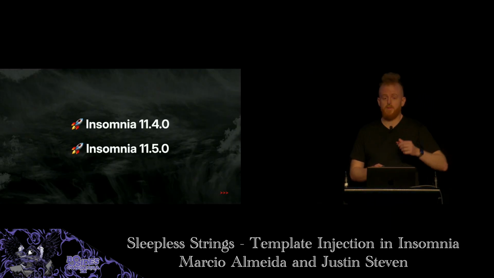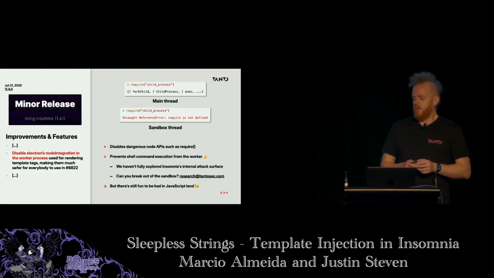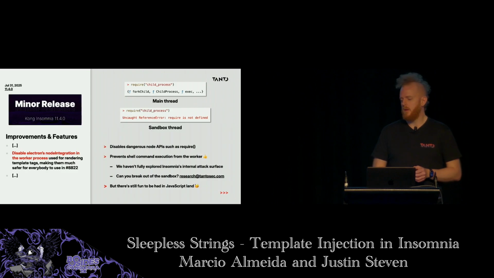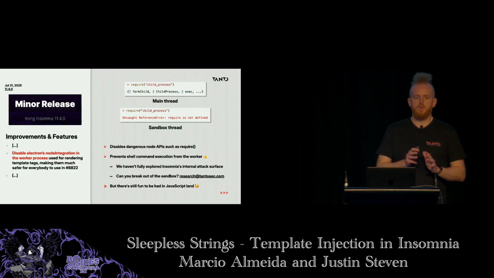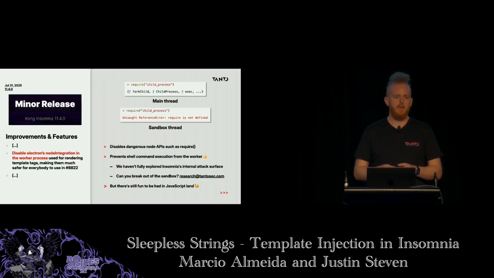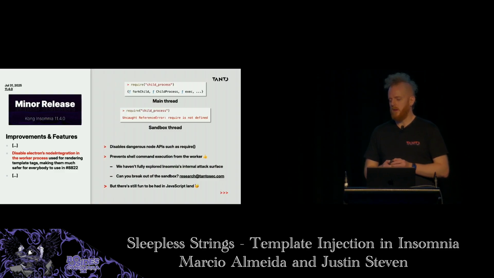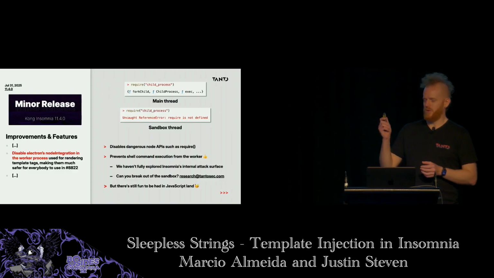Moving on, 4.0 and 5.0 have come out since. In 4.0, this was a significant change. What had happened is Insomnia had disabled node integration from within the sandbox, which prevents you from using privileged node APIs like require. Big change. And it means that if you could still get code execution through template rendering, you're then trapped in JavaScript land, which is still a fun place to be, but you can't break out through naive shell command execution. There's also a considerable attack surface from within an app like Insomnia. We haven't thoroughly explored it. If you can break out of the sandbox, we'd love to hear how. Hit us up, shoot us an email.